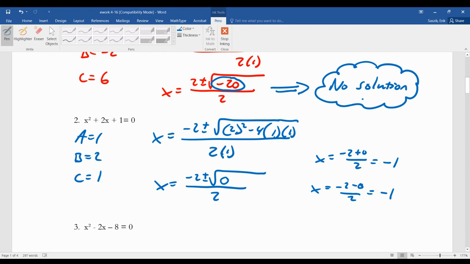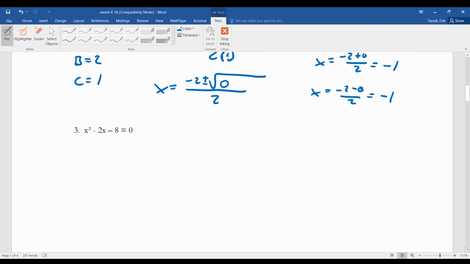Now remember, why did we get no solution earlier? Because what was in the square root was negative. Here we got one answer. In this case, it turned out to be -1. The reason why we got one answer is because what was in the square root ended up being 0. So when you add 0 or subtract 0, it doesn't change the number in the front. You get the same thing. So when you have the square root of 0, you're just going to get one answer because adding or subtracting doesn't make a difference.